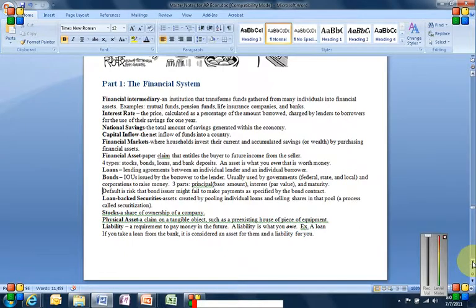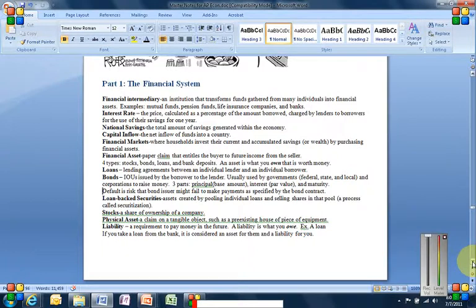So what are financial assets? These are paper claims that entitle the buyer to future income from the seller. What are the kinds of assets that can be sold? Well, four common types are stocks, bonds, loans, and bank deposits. We'll be talking about these last two quite a bit in this unit.